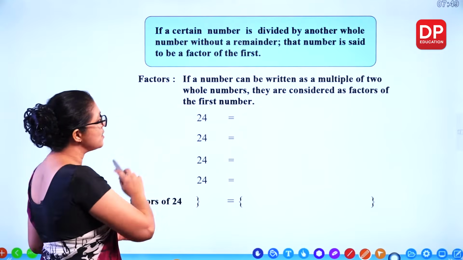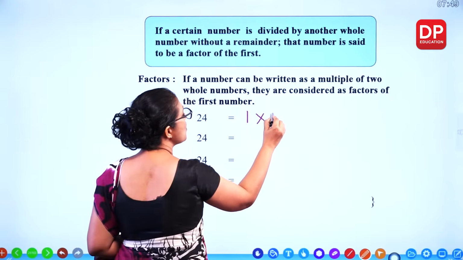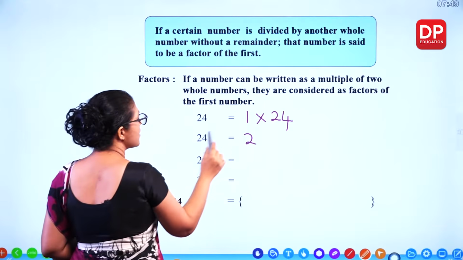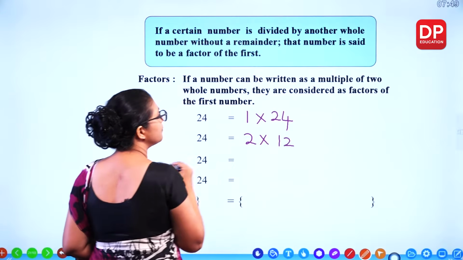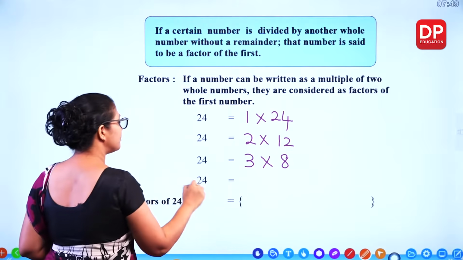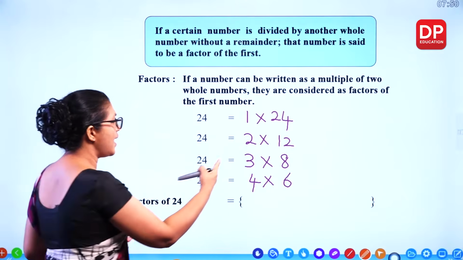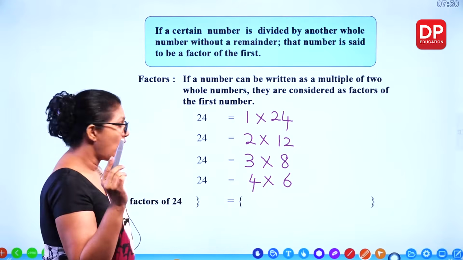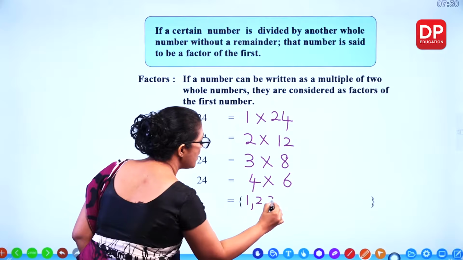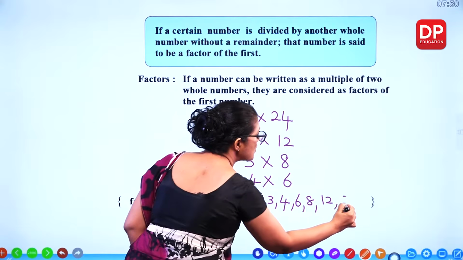Take a look at 24. What are the factors? If we take 1, that's 1 times 24. So 1 and 24 both are factors. 2 is also a factor. 2 times 12. You can write the same thing as 3 times 8. 4 times 6. And 6 times 4 again you can write this way. So what are the factors of 24? 1, 2, 3, 4, 6, 8, 12, 24.